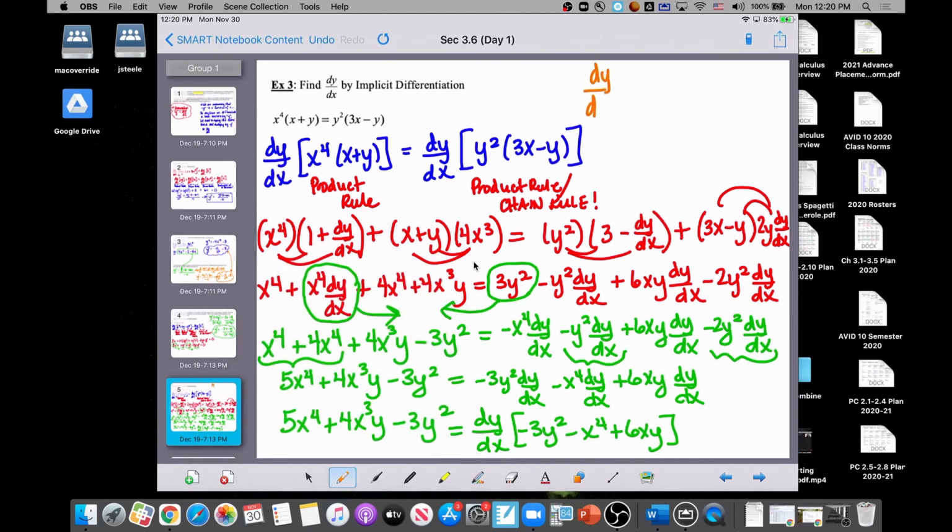My dy dx is going to be equal to, in my numerator, I will have 5x to the 4th plus 4x cubed y minus 3y squared. And that is going to be divided by negative 3y squared minus x to the 4th plus 6xy. And again, the order of the terms in the numerator and the order of the terms in the denominator does not matter as long as you have the correct signs attached to each term.